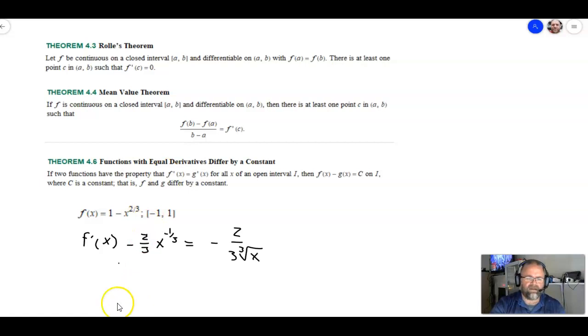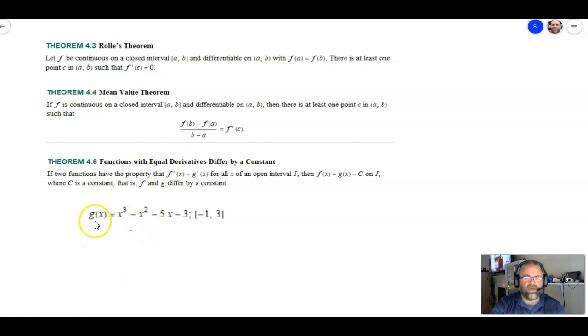All right, let's take a look at another one here. We have the function g of x is equal to x cubed minus x squared minus 5x minus 3 on the interval from -1 to 3. So go ahead, make sure this thing is continuous, differentiable, and that f of a is equal to f of b. And if it does, I want you to find the c's that give you a derivative equal to 0. All right, go ahead and unpause when you're ready, and we'll go through the solution.